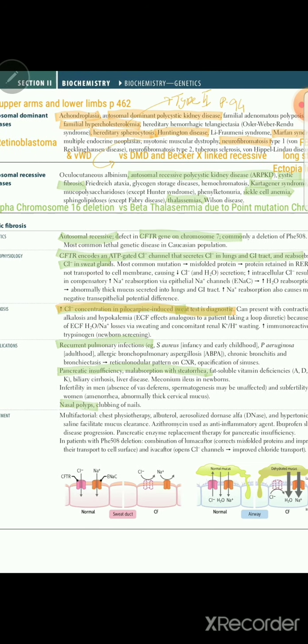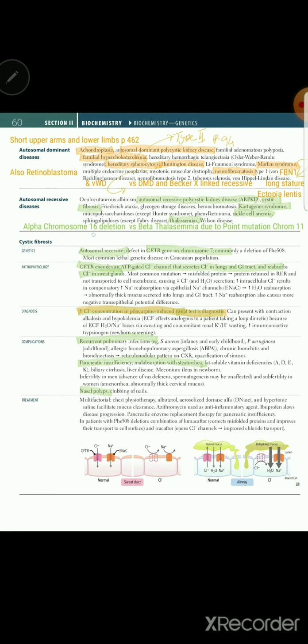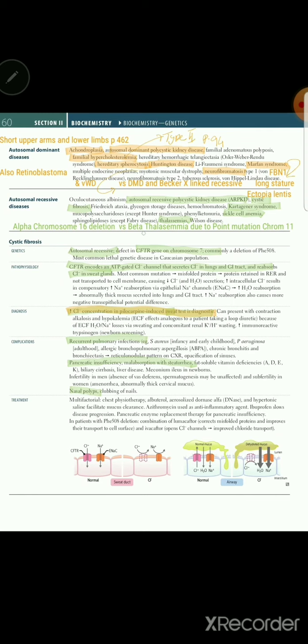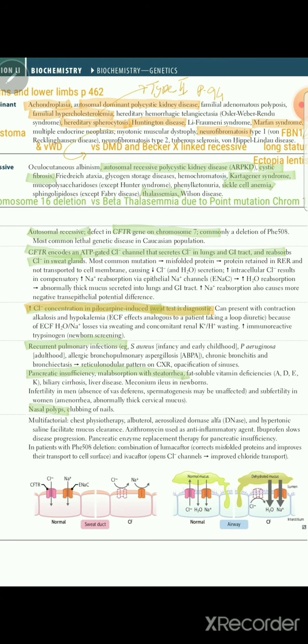And for thalassemia, we have alpha thalassemia, a deletion mutation on chromosome number 16, and beta thalassemia due to point mutation on chromosome number 11. So in the blood chapter they are discussed in detail, but this is important: chromosome number 16 for alpha, 11 for beta. And then Wilson disease, again copper metabolism, just like hemochromatosis, iron metabolism. This is also autosomal recessive.